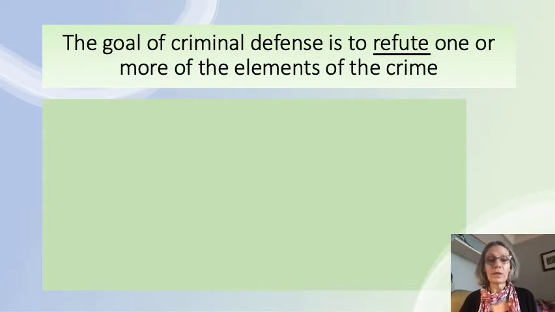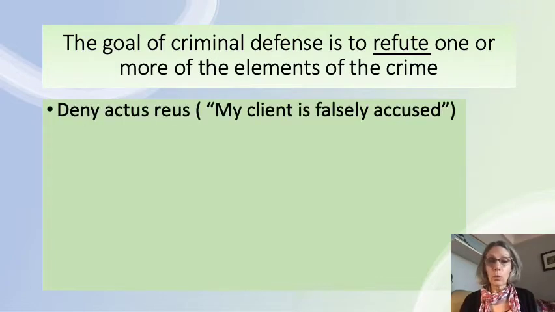Okay, so the goal of the criminal defense is to refute one or more elements of the crime. And so one thing that the defense can do is they can deny actus reus. Remember, actus reus is that the person engaged in the criminal act. So what a defense attorney could say is that, yeah, the criminal action did take place, but the person that you accused of the crime, my client, didn't engage in that criminal act. In other words, my client is falsely accused. And so that's one approach that criminal defense attorneys can take. They can say, you've got the wrong person.